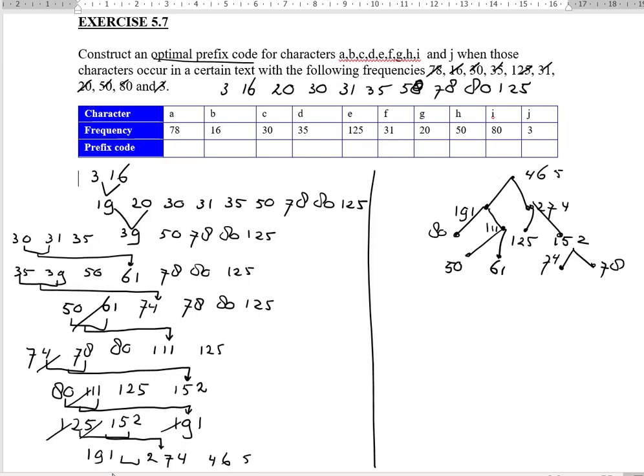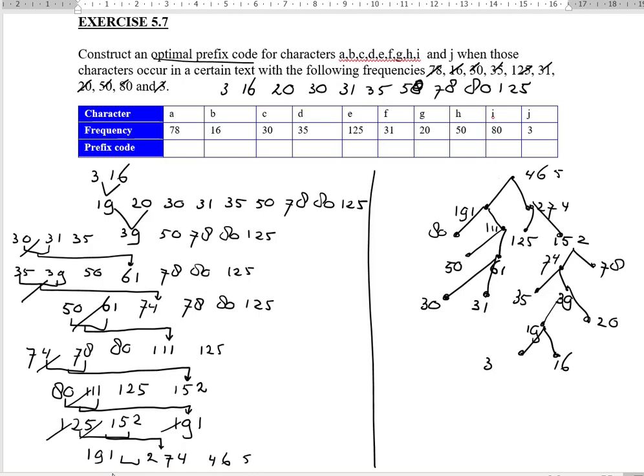Then we have 74, 35, 39, 61. I'll expand a little bit to the left. Was 30, 31. This one. And then we have 39 being 19 and 20, and we're almost there. 19 is 3 and 16. And if all went well, I have now built a tree where the leaves correspond with the frequencies.